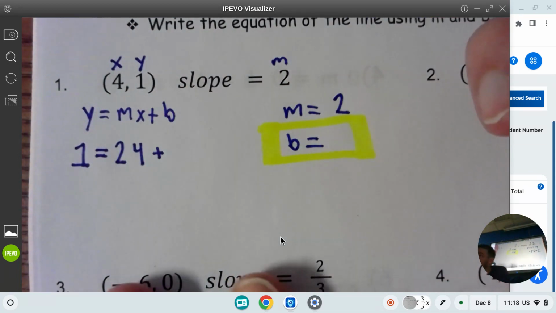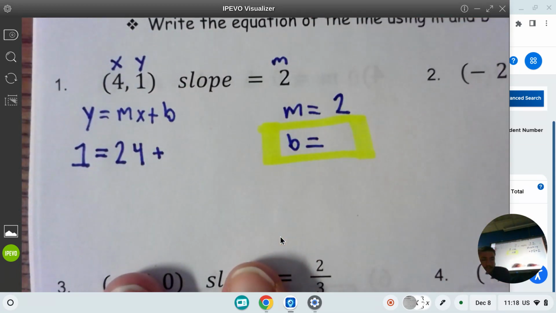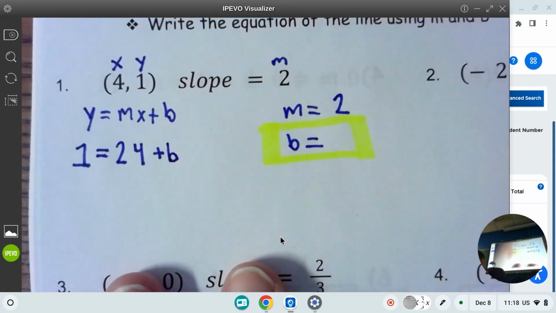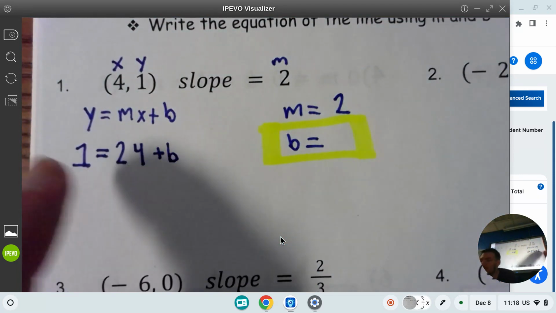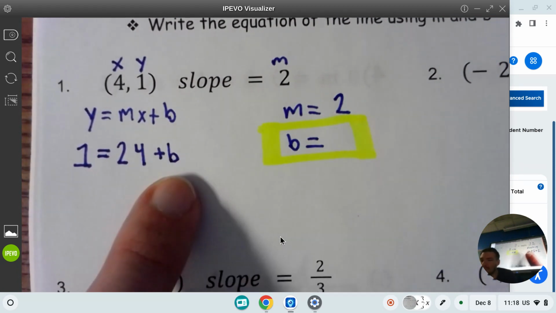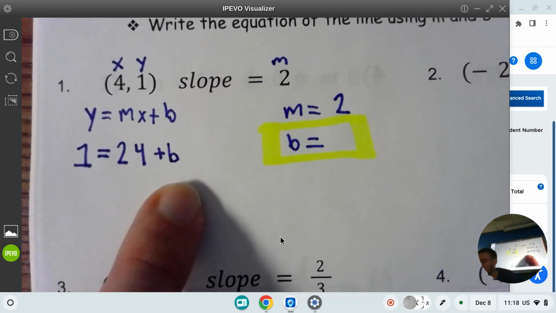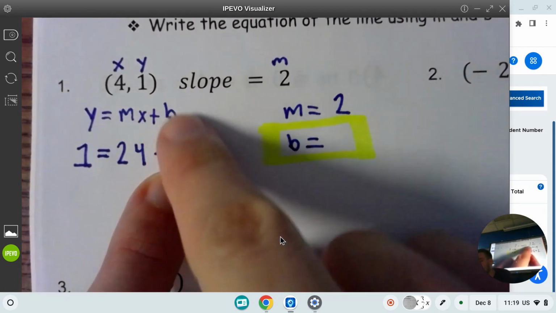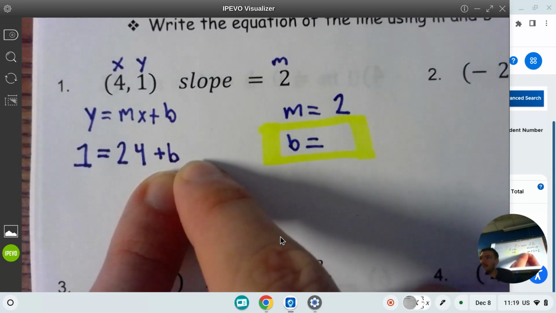We don't know what the number for b is. So here's what's important. We have to put plus b. We know what the y is, we know what the m is, we know what the x is, but we don't know b. B is missing. She's lost. Parents don't know where she is. We're trying to find her. You got to just leave her as a mystery.